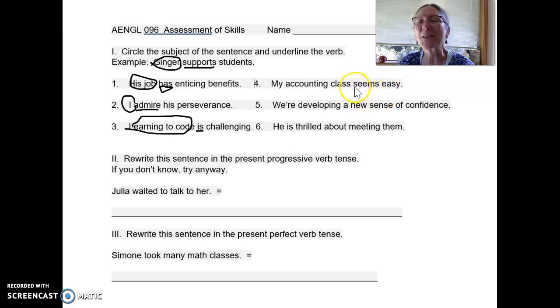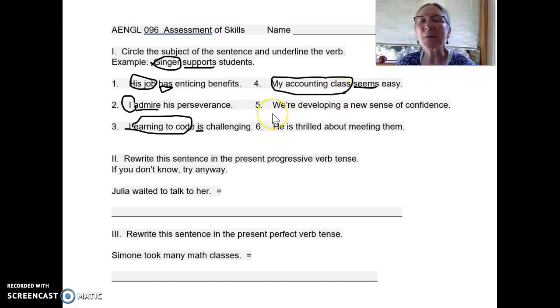You changed seems to seemed. All right, you're right. There's the verb. Now, who or what seems? My accounting class seems. There's the subject. Some people would say that just class is the subject and these are adjectives, but you know, it's a whole thing, right? My accounting class. It's not any accounting class. It's my accounting class. So I count it as the subject. And what's easy? Easy is describing how the class is, so it's an adjective.